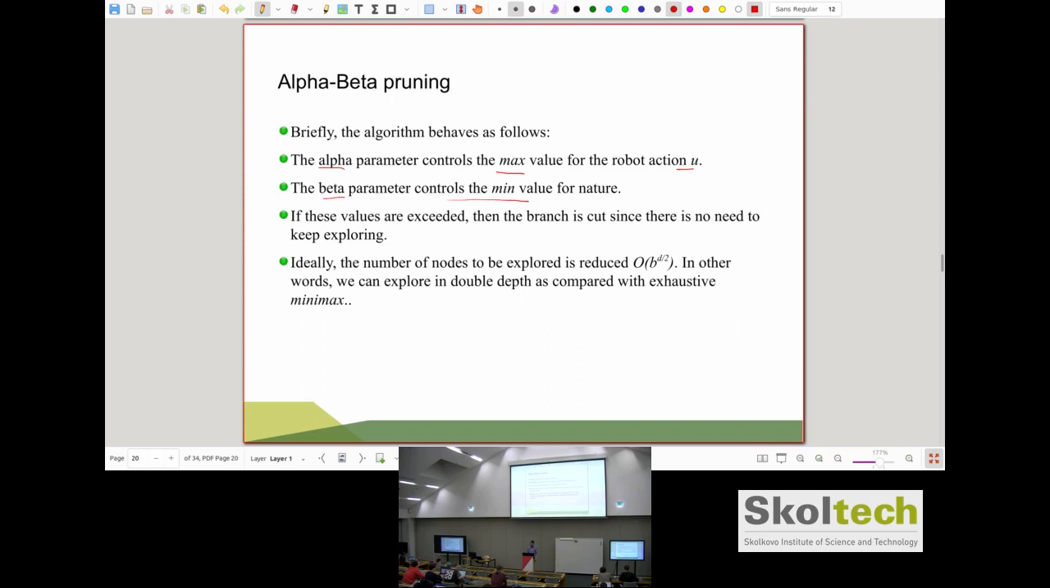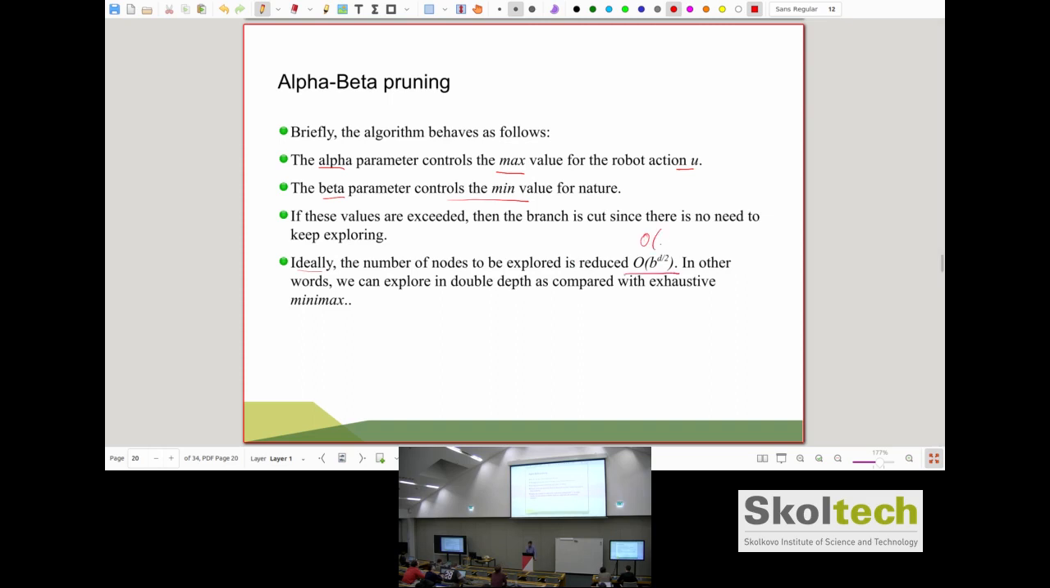This is not a guarantee. We don't have here guarantees of how many nodes need to be explored, right? In the worst case, it could be a lot. But ideally, the number of nodes that could be reduced is like this.